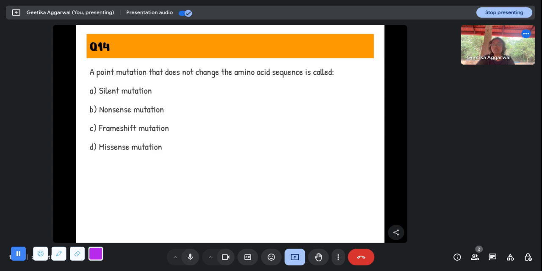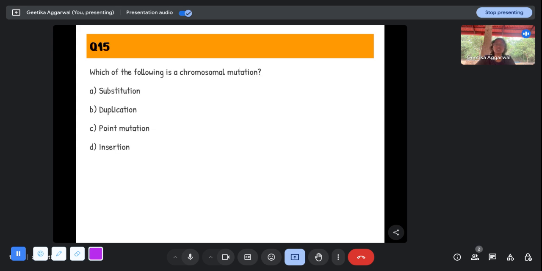Silent, nonsense, frame shift, or missense. So, what does a point mutation that does not cause an amino acid sequence change called? So, the correct answer to this is it's a silent mutation. If it's not causing a change in the sequence, then it's a silent mutation. Last question is, which of the following is a chromosomal mutation, substitution, duplication, point mutation, or insertion?